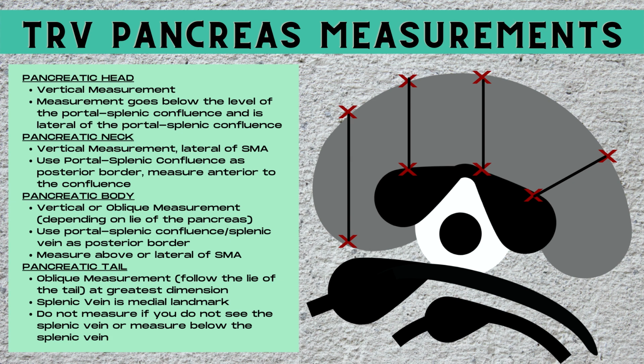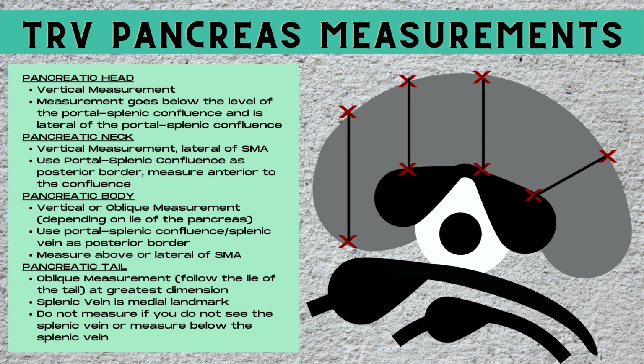The pancreatic body measurement can be either a vertical or an oblique measurement, depending on the lie of the pancreas. You also want to make sure that you're using your Portal-Splenic Confluence / splenic vein as your posterior border. And for this measurement, you want to take the measurement either directly anterior to or slightly left or lateral of the SMA.